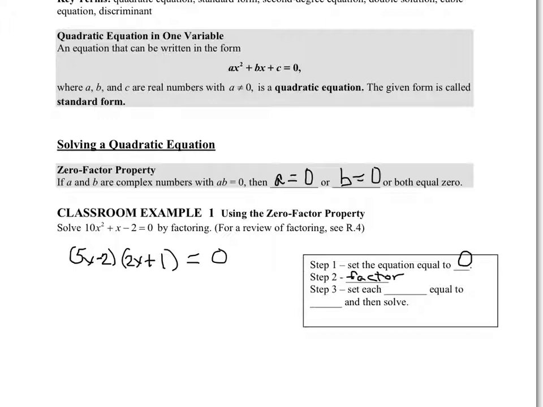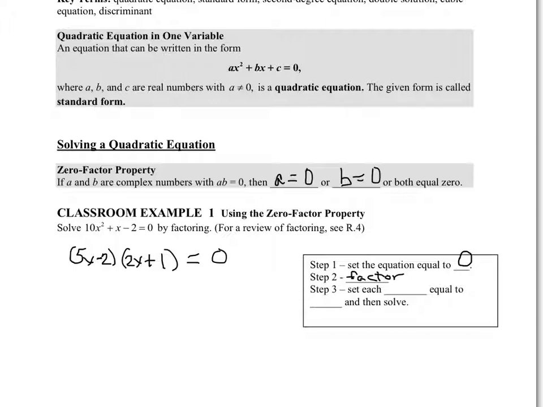And if I actually use FOIL to double check, I can see that 5x times 2x does give me 10x squared. My outer times outer, 5x times 1 is a plus 5x. Inner times inner, -2 times 2x is a -4x. If I add those together, it gives me a plus x. And -2 times +1 is a -2.